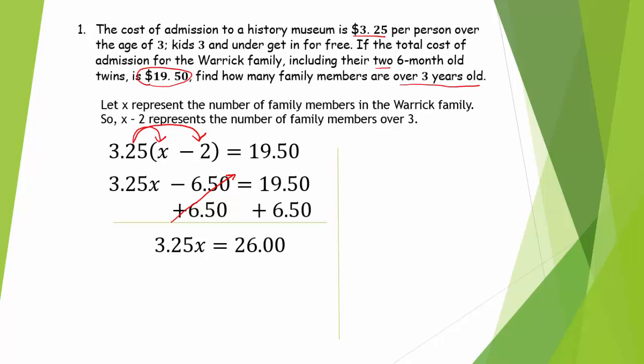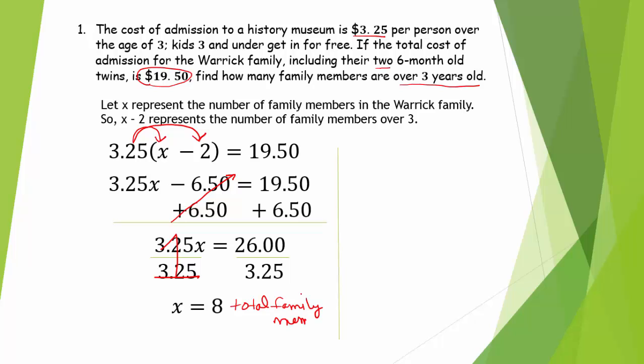Then we say, okay, how do we solve for x? Well, the operation between the 3.25 and the x is multiplication. We undo multiplication with division. Therefore, we'll need to divide both sides by 3.25. 3.25 divided by 3.25, we know that's a fancy form of 1. So on the left-hand side, we're left with x equals 26 divided by 3.25, which is 8. That's the total family members in the Warwick family.